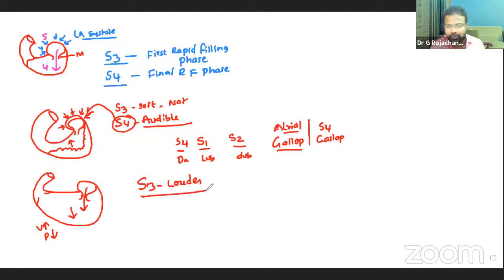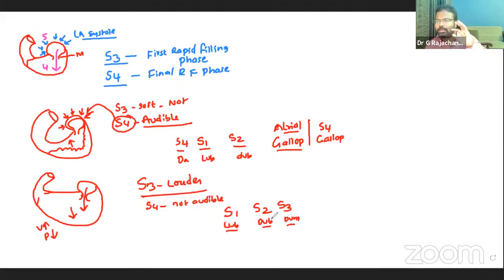S3 becomes very loud, but S4 is not audible as usual. So now what happens to the patient? We have S1, we have S2, but this is also followed by S3. Now here it is lub, dub, dum. The textbook describes this as dum. Lub, dub, dum. So there are three sounds. Again, when you have a three-sound combination, we call it a gallop.